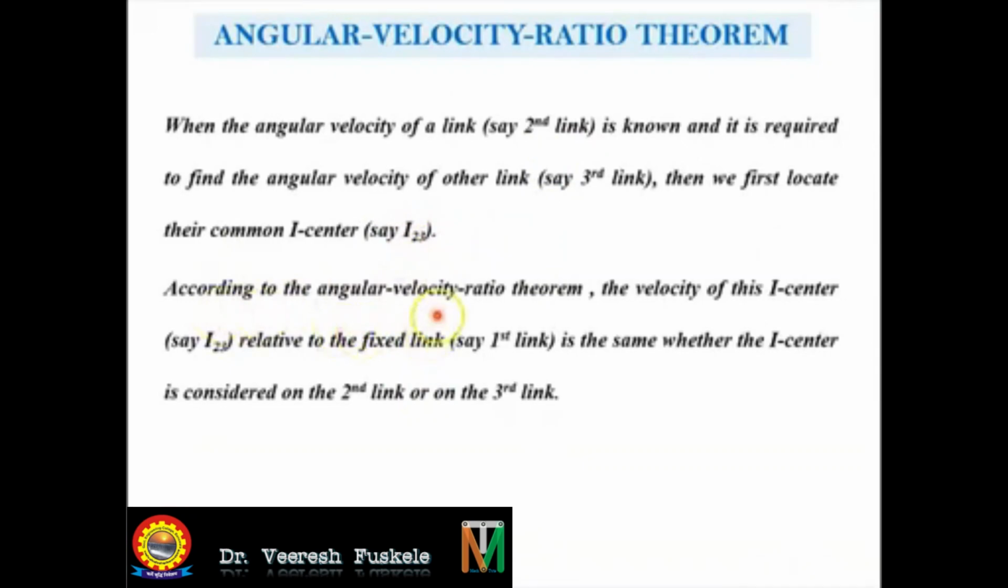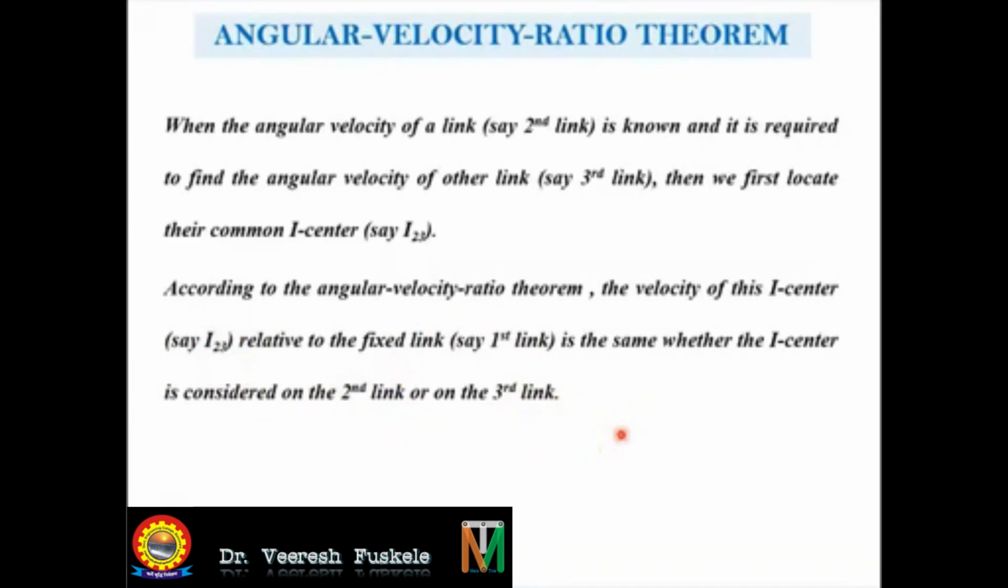Then according to the angular velocity ratio theorem, the velocity of I center I23 relative to the fixed link, which is the first link here, is the same whether the I center is considered to be on the second link or on the third link. It means the velocity of I23 relative to the fixed link will be the same whether we consider I23 on the second link or on the third link. In both cases, the velocity will be the same.